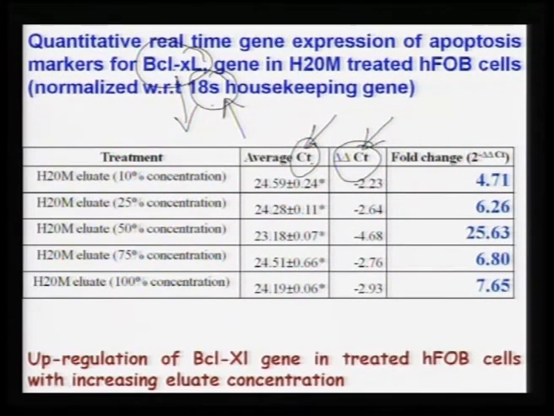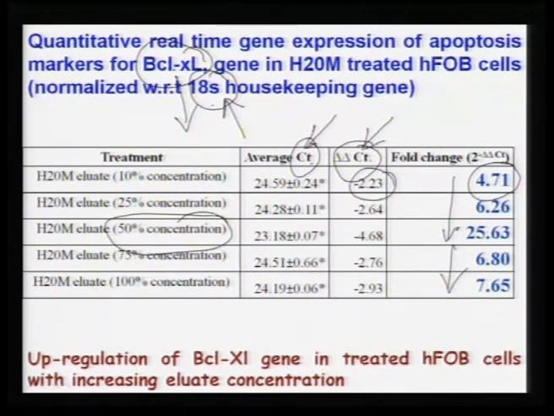Now, when you are doing it with respect to the 18S housekeeping gene, it is coming out to be negative and the fold change, therefore, is going to be positive, that is 4.71. But what you notice here is that there is something going on at the 50% concentration level. It is going from 4 to 6 to 25. But again, above 50% concentration, your fold change values are going down.